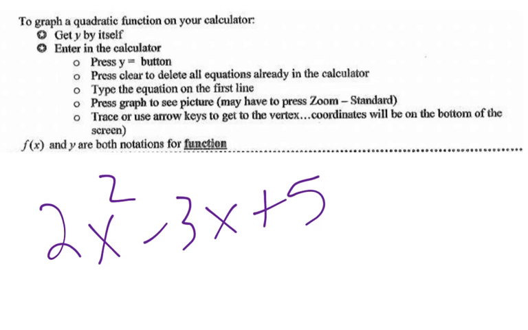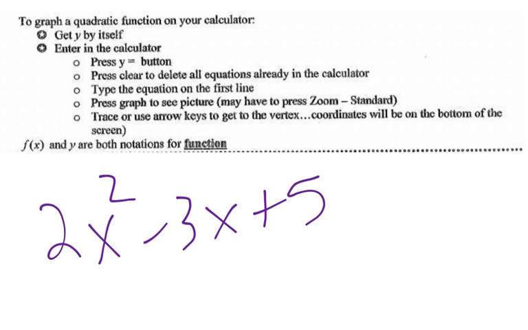You would do 2. Your x is over there by the green key. And then you hit the x squared over on the left above the log to get your 2 for squared. And then minus 3x, which is by the green key, plus 5. And that's all you have to do. Then you would press graph so you could see the picture.